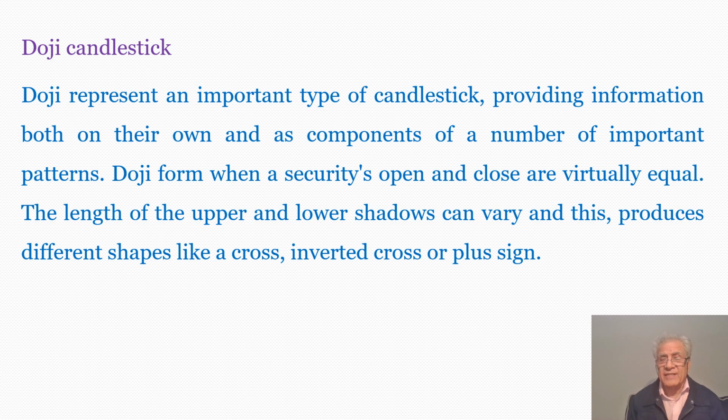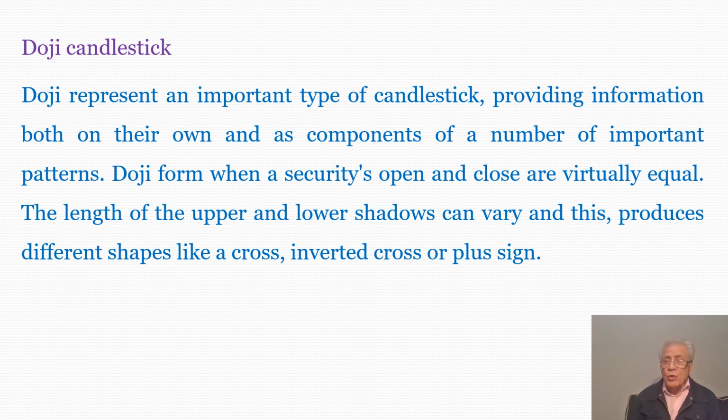What is a Doji candlestick? Doji represent an important type of candlestick, providing information both on their own and as a component of a number of important patterns. Doji form when a security's open and close are virtually equal. The length of the upper and lower shadow can vary, and this produces different shapes like a cross, inverted cross, or plus sign, and so much more.